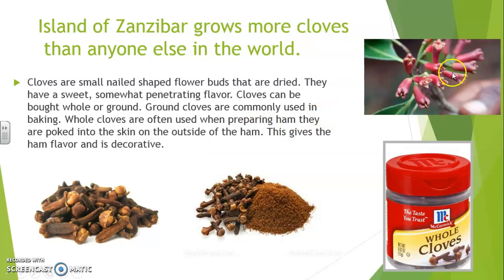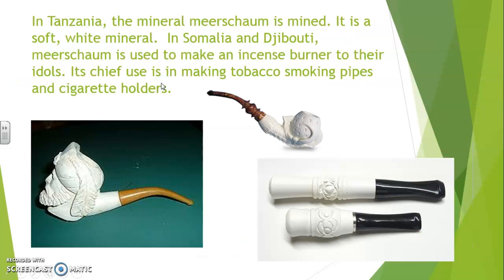So cloves. Here's the plant up here in the corner of where you get these dried up ones from. This would be the plant cloves. But Zanzibar, the island, grows more cloves, a spice, than anybody else. Mining and manufacturing, they have limited mineral resources. And what you see there is a mineral called meerschaum. Meerschaum is a white mineral.